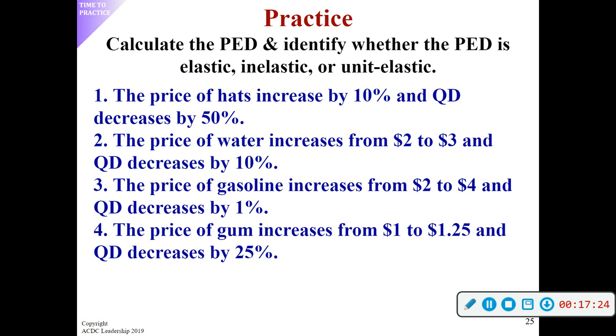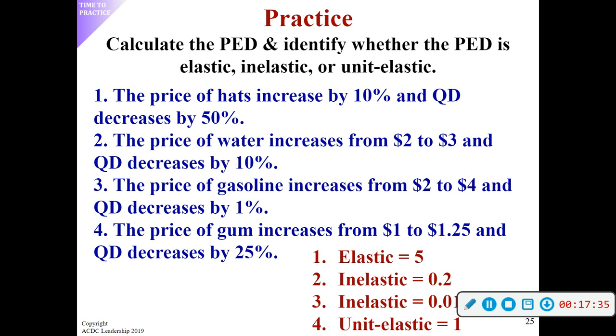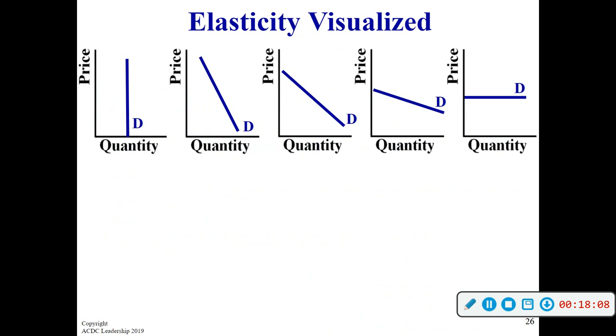So here, once again, percent change in quantity divided by percent change in price. So the first one, you can take 50 divided by 10. You're going to get 5. 5 is greater than 1. It's elastic. The second one, the price of water increases from $2 to $3. So you're going to get a 50% increase in price. 10 divided by 50, you're going to get 0.2. 0.2 is less than 1. It's inelastic. Do I get the idea? Yes? Okay. I don't want to spend too much time on it if we don't get to it.